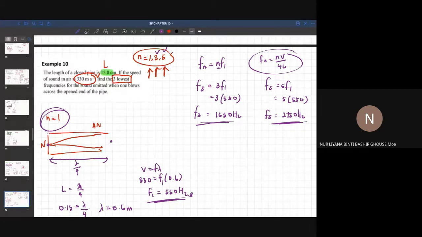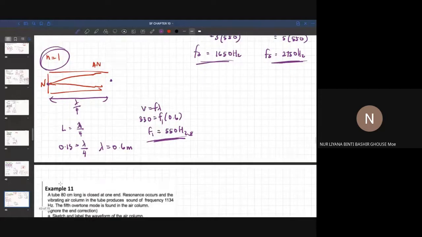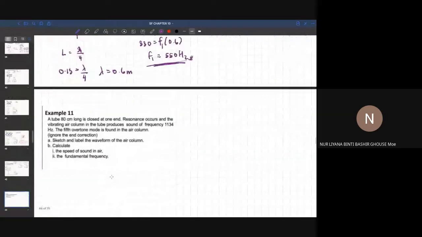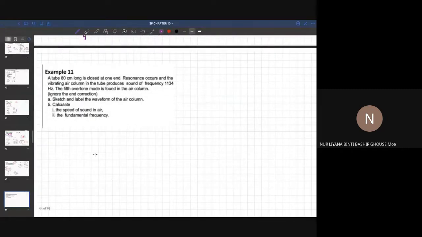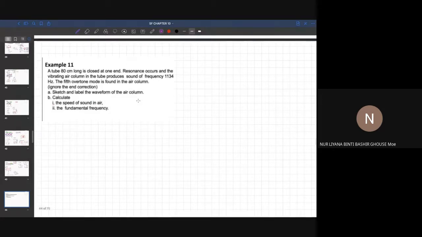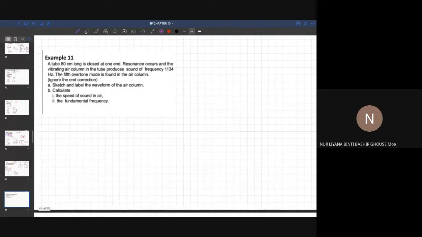Okay, example 11 is going to be your homework, tapi Miss bagi clue dahulu. Dia minta untuk fifth overtone mode. Okay, for example 11 dia minta untuk fifth overtone mode untuk close pipe.